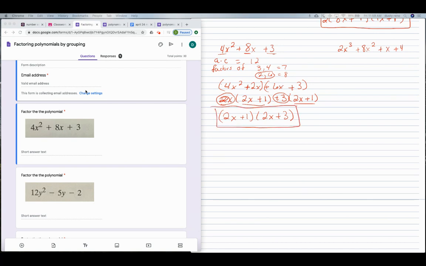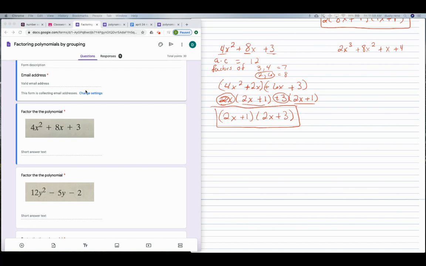So we multiplied our a times our c to give us 12. Then we looked for the factors of 12 that when they add up give us 8. In that case, it was 2 and 6. Then we rewrite that 8x with those two factors, so making it a 2x plus 6x. Then we group the first two terms and the last two terms, and we factor out the greatest common factor.